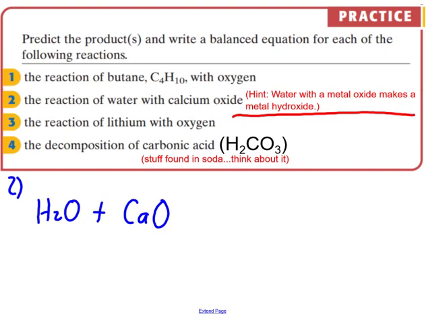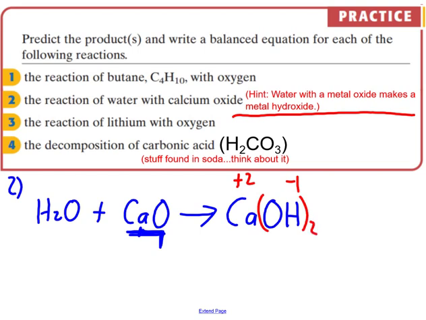Water with a metal oxide, we have a metal oxide right here, metal and oxygen, makes a metal hydroxide, which means CaOH. Except, I need to follow the rules that I taught you. Calcium's a +2 and hydroxide's a -1. So I've got to reverse these and do my parentheses. Okay. And what am I left with at this point?